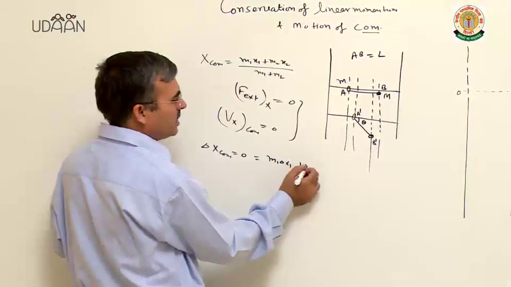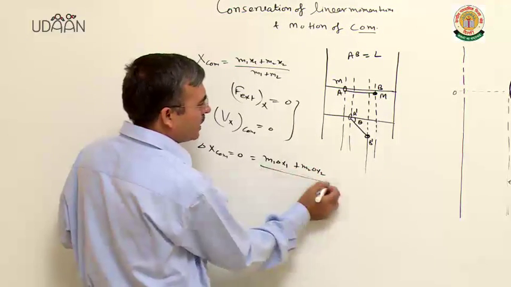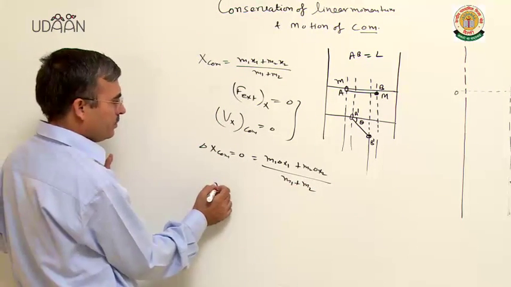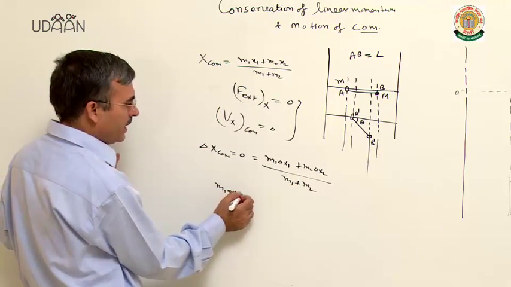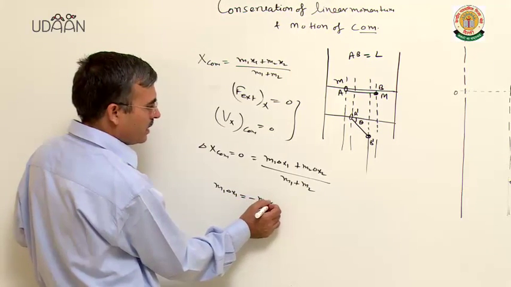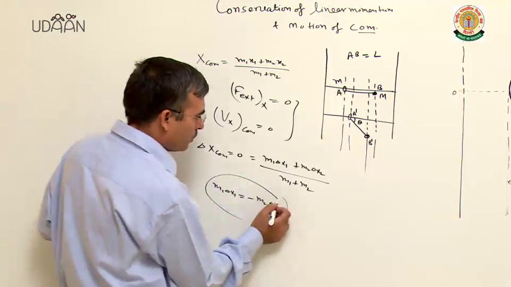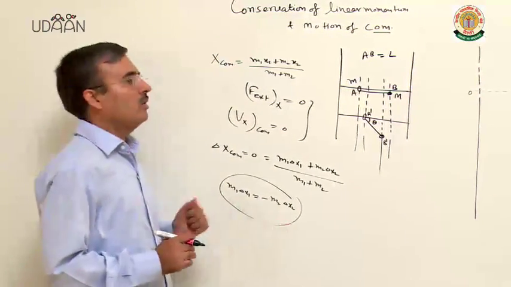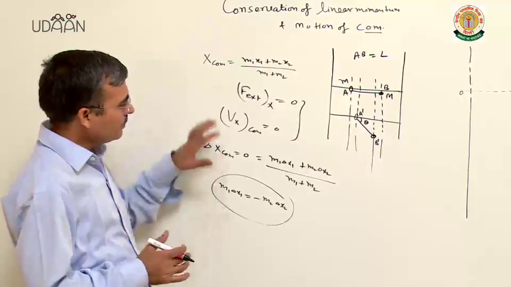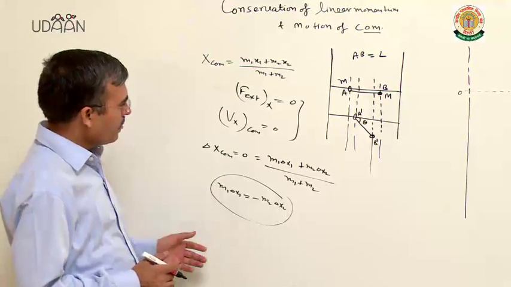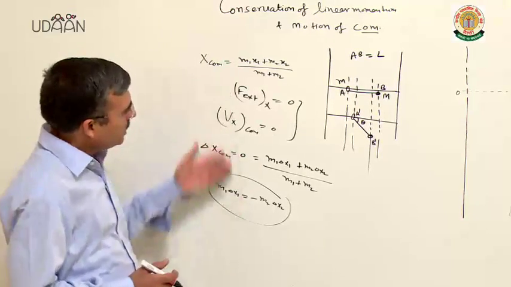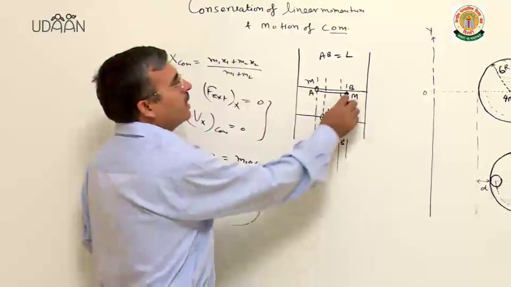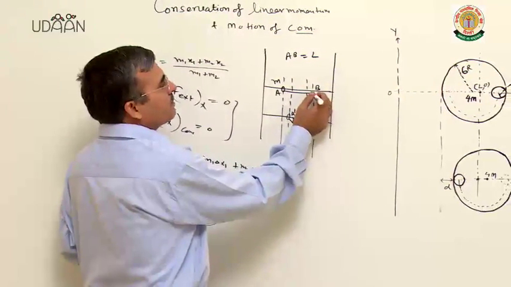m1 delta x1 plus m2 delta x2 divided by m1 plus m2. So m1 delta x1 is equal to minus m2 delta x2. So individual bodies will change their position according to this law. In two body systems, let us see this result in these two situations. Clear?